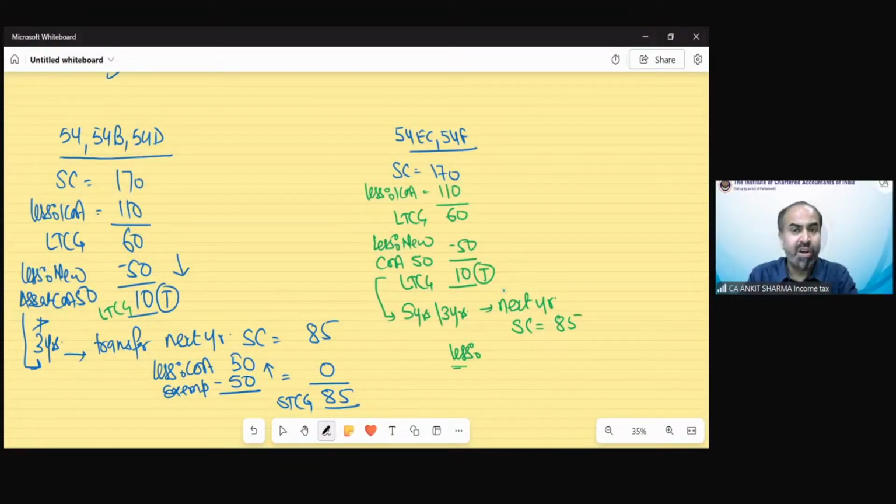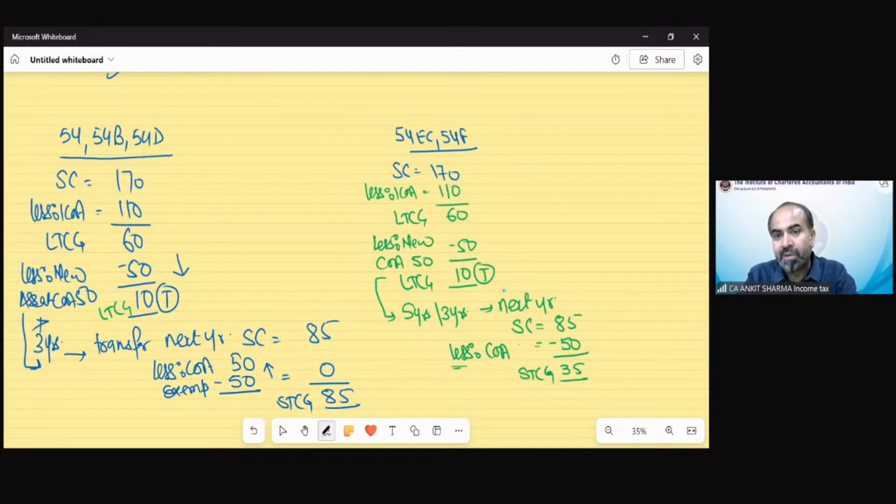If it is a case of section 54EC or 54F exemption, then the cost of acquisition will not be affected. It will remain 50 lakh. That is not going to reduce. So there would now be 35 lakh rupees short-term capital gain. So even if you violate the condition, due to that violation, the cost of acquisition would not be affected.